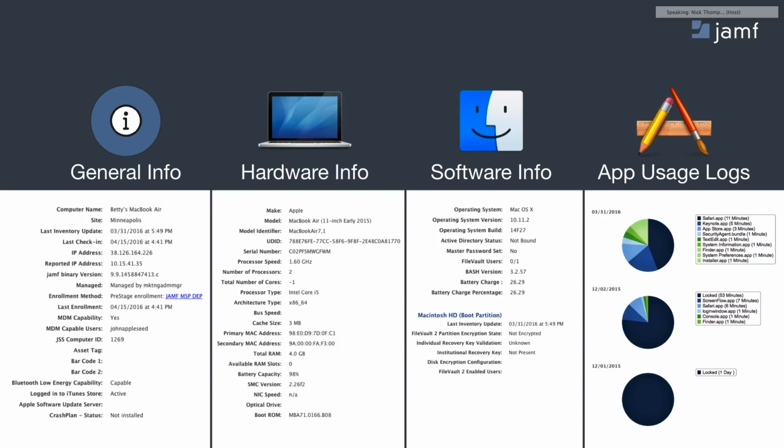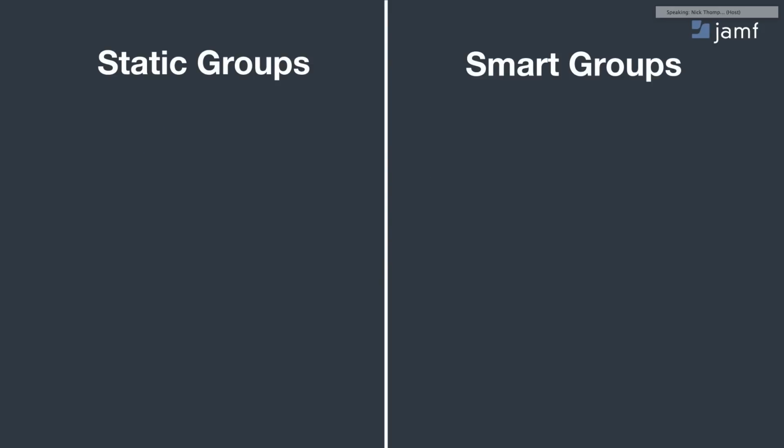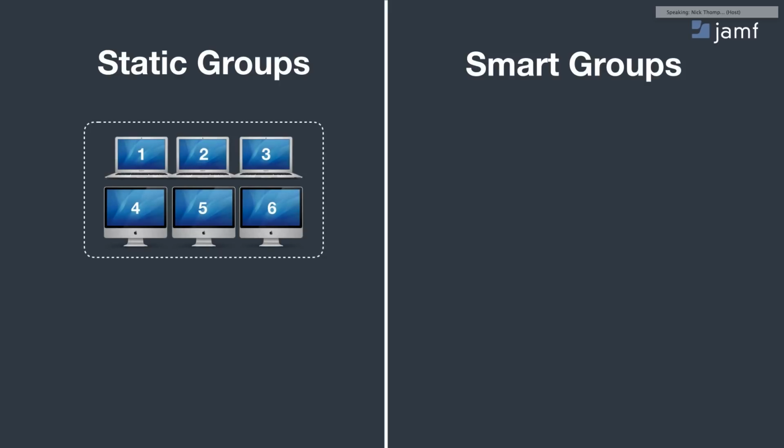What version of macOS it's running, and some application usage logs, so we can see how often our users are using particular apps. From there, we can build various groups. We can build two types of groups. The first one is a static group, where we just say this set of devices is a group.